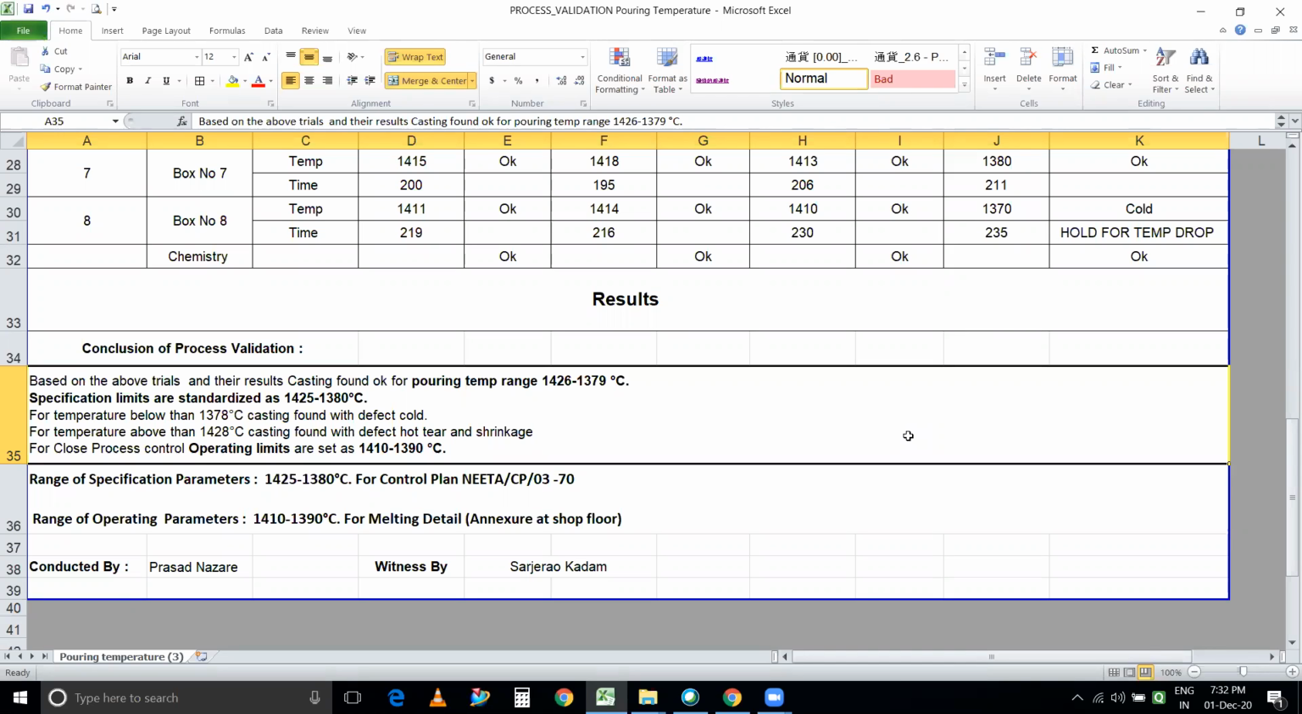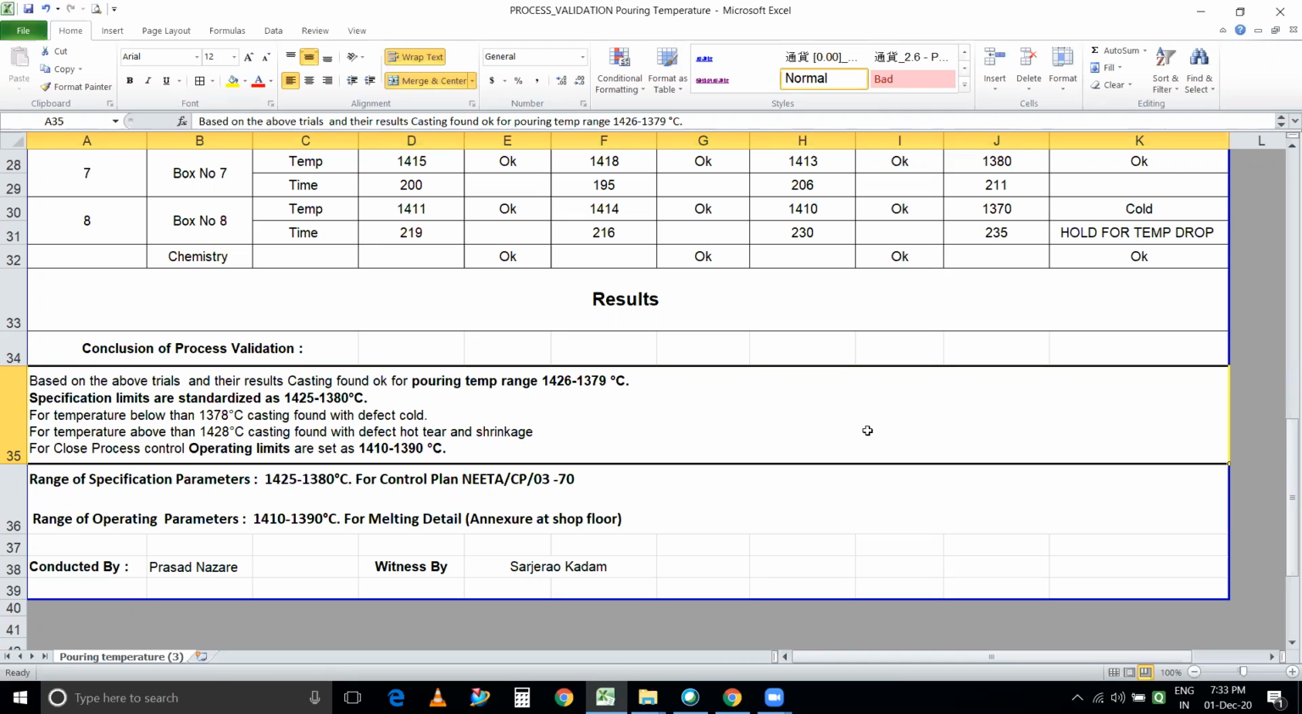Results of validation give us a specification limit and an operating limit. In the specification limit, we get the range which confirms that for this range the part is okay. But on the shop floor, we give the operating limit, that the shop floor should work within this limit. So the operating limit is 1410 to 1390, a total range of 20 degrees Celsius. But the whole specification limit within which the jobs are okay is a range of 50 degrees Celsius.